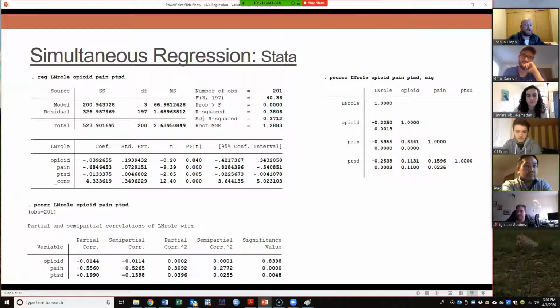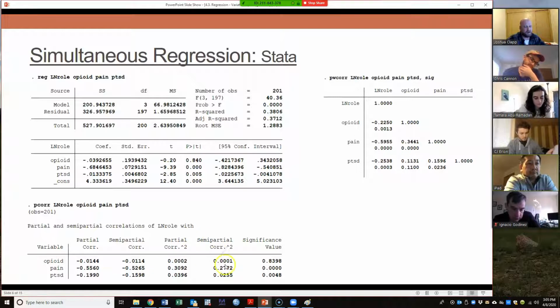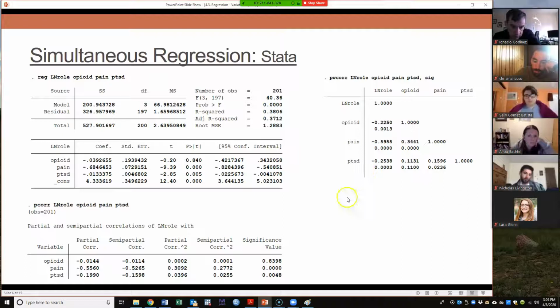This is just our regression models in STATA. Again, same thing. Alicia, this is your regression statement. Easy peasy. Pcorr with the same variable list. This is going to give you your partial correlations and semi-partial correlations, and then STATA is going to go ahead and square those for you, just so you have those available, which is nice.